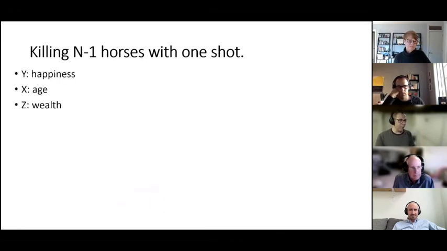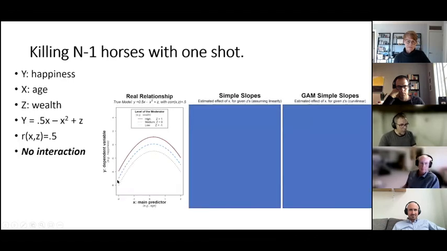I created an example that is completely made-up data, but it captures something that's fairly realistic. Right, so let's think of happiness, age, and wealth. Forget the function, it doesn't matter. People are happier in middle age, less happy when they're older, less happy when they're young. That's roughly what we know. And people are happier if they're wealthier. That is true. But there's no interaction in the real model. But wealth and age are correlated, which happens to be true in real life.